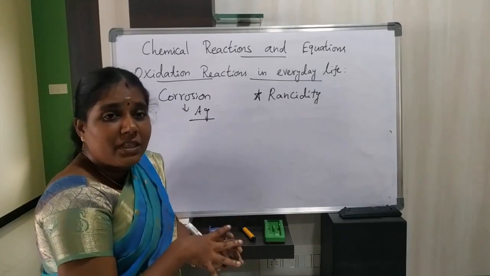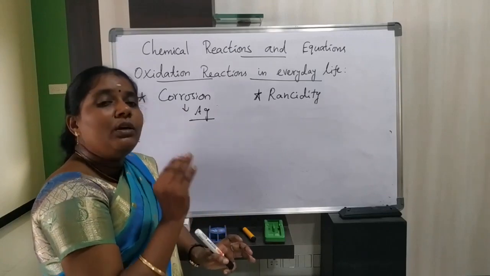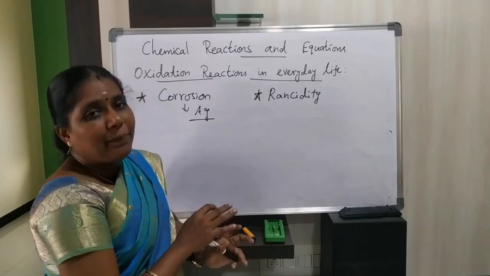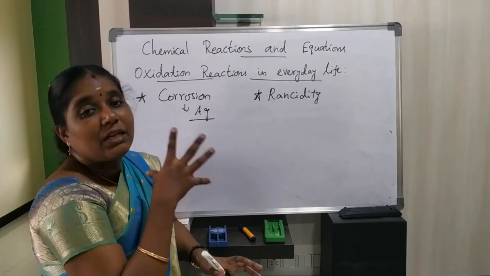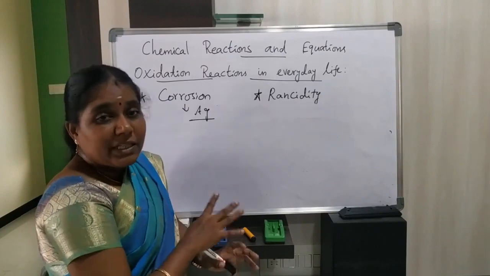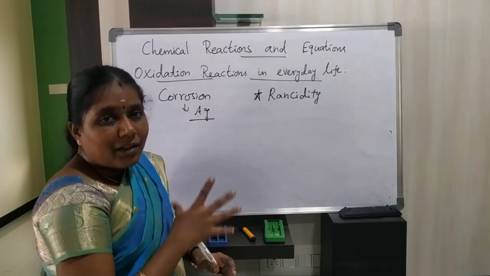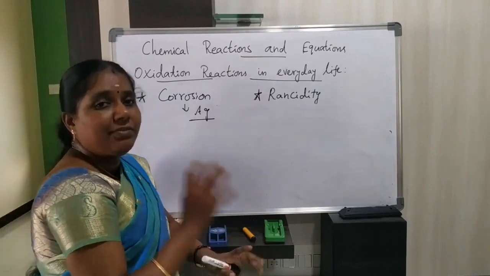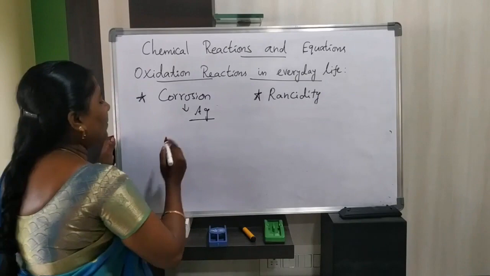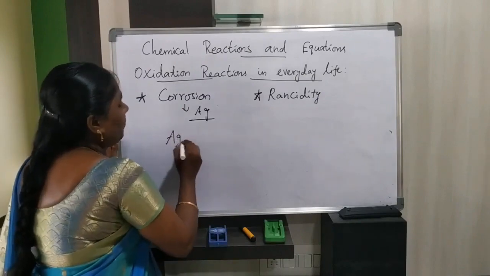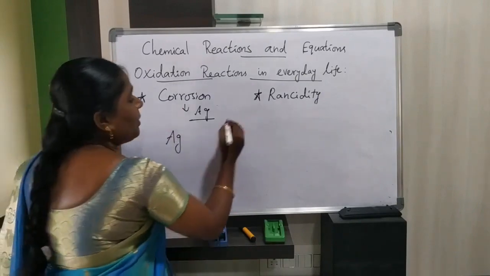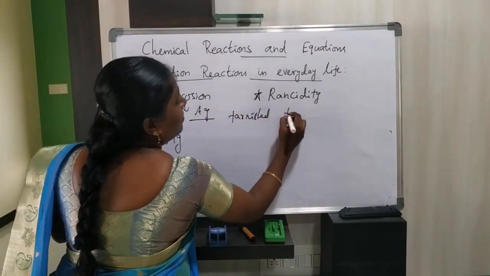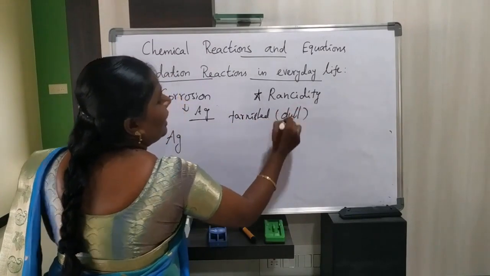Do you know what that substance is? That substance is also formed due to the corrosion of silver. The silver reacts with some other substance to form that black colored layer. Generally, silver gets tarnished. What is meant by tarnished? It becomes dull. It looks dull.